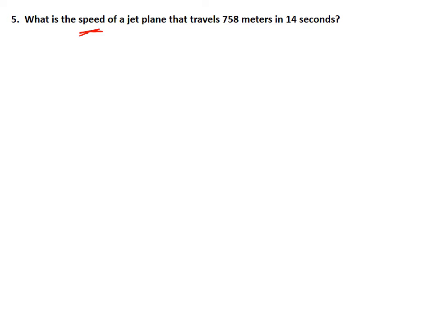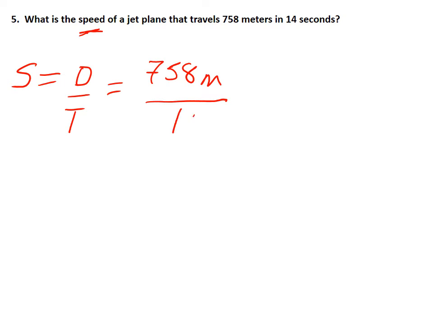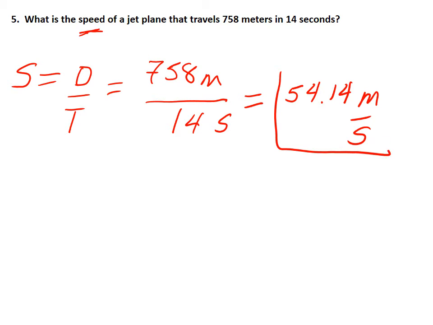On number 5, it says, what is the speed of a jet plane? So we're solving for speed. Speed is equal to distance divided by time. The distance is 758 meters divided by the time of 14 seconds. 758 divided by 14 would be 54.14 meters per second speed.